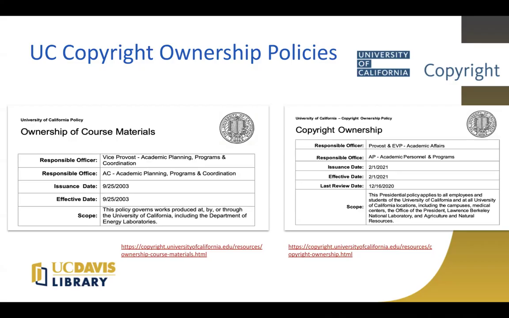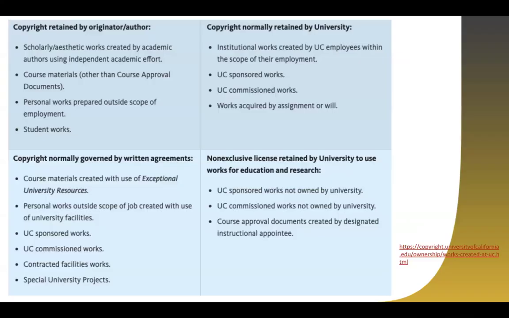In the university setting, the University of California has two copyright ownership policies to make it clear who owns the copyright. One is for course materials, and one is the copyright ownership of scholarly works created at the University of California. And there's a link that brings you to this page that explains what is protected under copyright, or what you as the creator of a work retain as copyrights, and what is the copyright of the university.